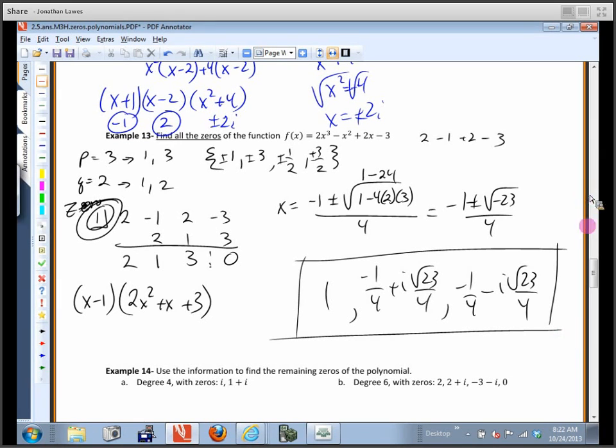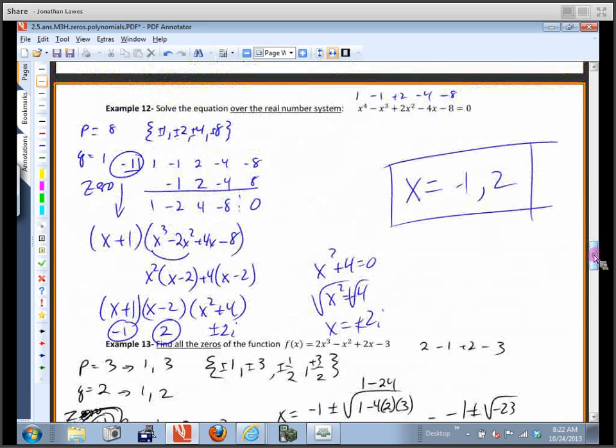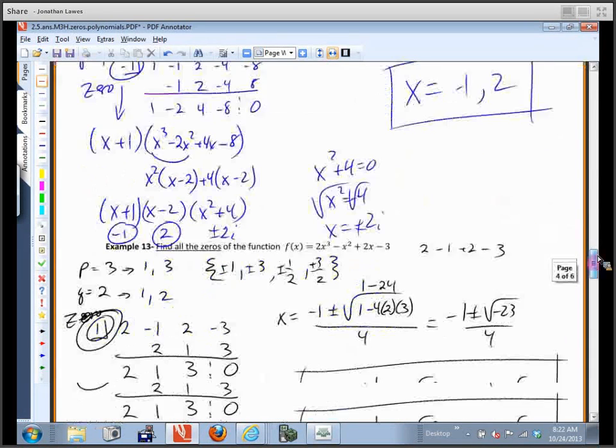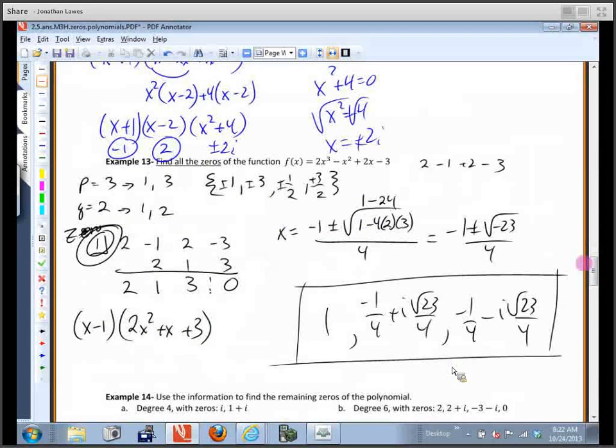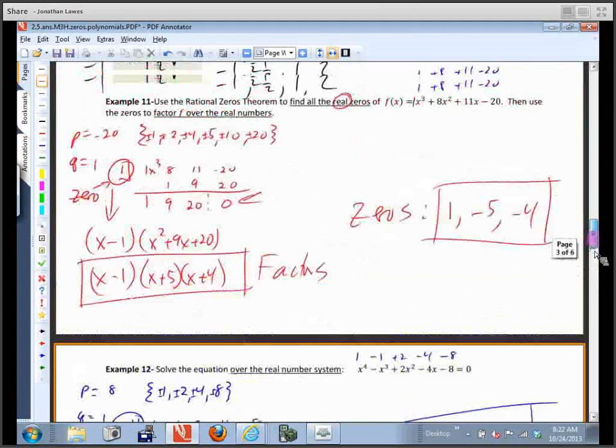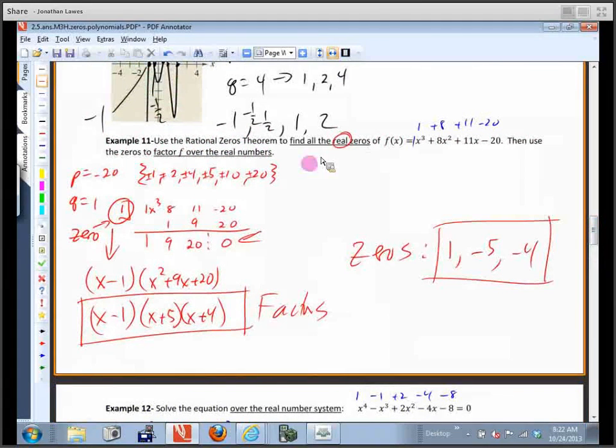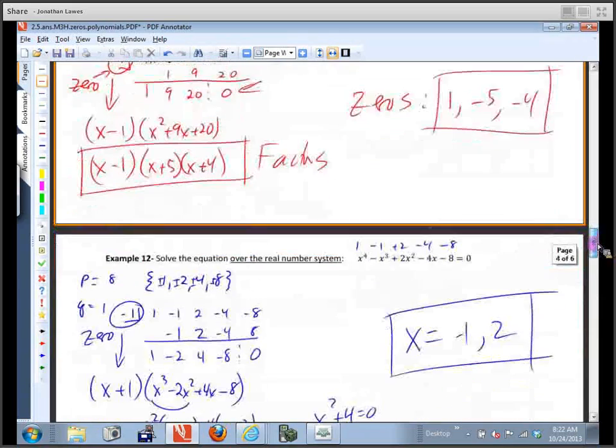Okay, and again, do you notice a difference between the instructions here? Find all the real ones, just the real ones. Find all of them, including the complex ones, and take a look at the instructions here. Find all the real zeros and factor it. So we had to factor it and list the zeros. So make sure you're following the instructions. Any questions?